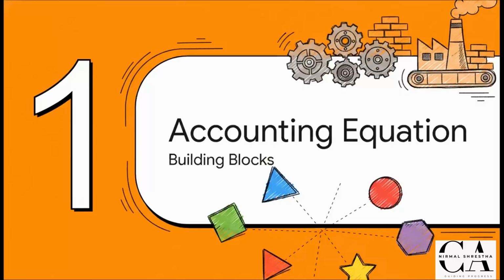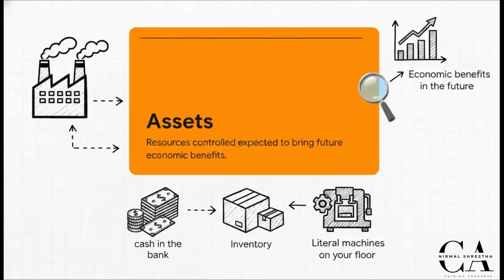Section 1. The accounting equation. All right, if our business is a factory, these are our fundamental building blocks. First up, assets. Think of these as the incredibly useful tools and machinery driving you forward. The key word to remember here is control. These are resources your business controls from past events that will bring future economic benefits. So we're talking cash in the bank, inventory waiting to be sold, and the literal machines on your factory floor.